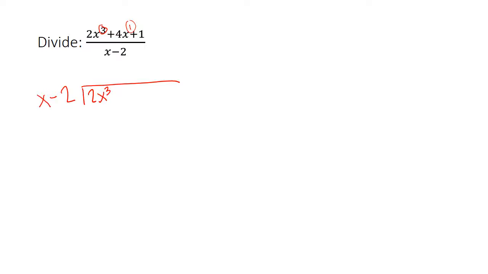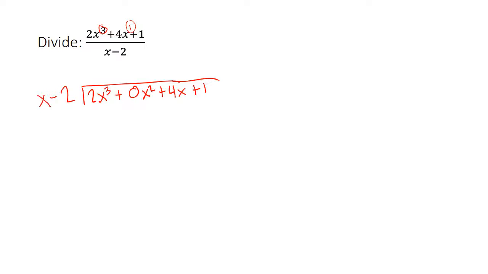2x cubed plus 0x squared. Notice if we are multiplying something by 0, that's still just 0. All we're doing is adding 0, putting a placeholder in there so that our division is easier later on. And then plus 4x plus 1.